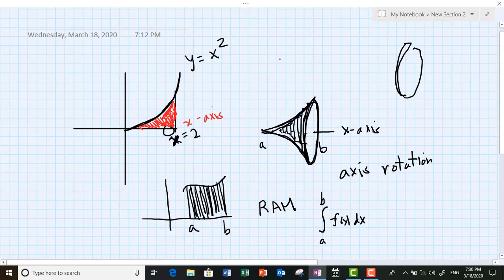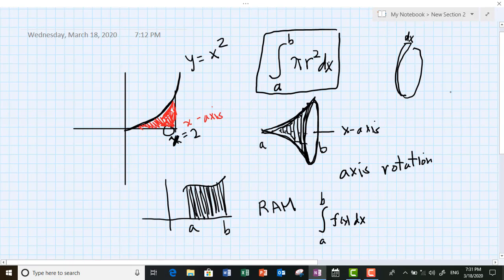So basically what we're doing is adding up the volume of a disk, which is pi r squared. Now h is going to be dx in this case, not h, because that's the change in x value. A to B. That is the formula to find the volume of a disk.